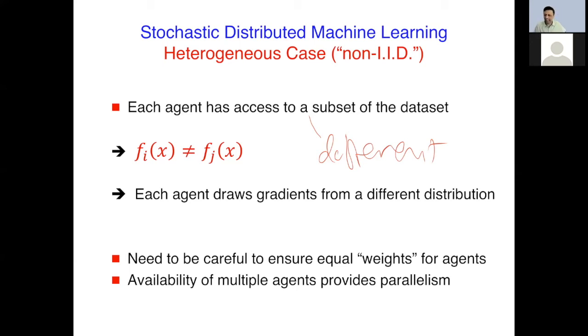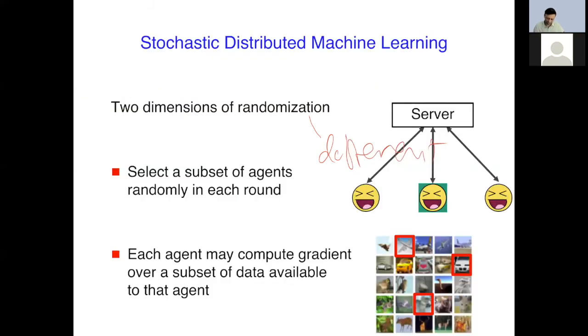Having multiple agents in both settings, homogeneous and heterogeneous, gives you parallelism. So even though we call these systems distributed, there was initial interest in these settings for the parallelism it affords, meaning you're using multiple agents, which are actually multiple computers with their own processing capacity. And by having many agents, you get the parallelism that speeds up the training because you're computing many gradients in parallel.